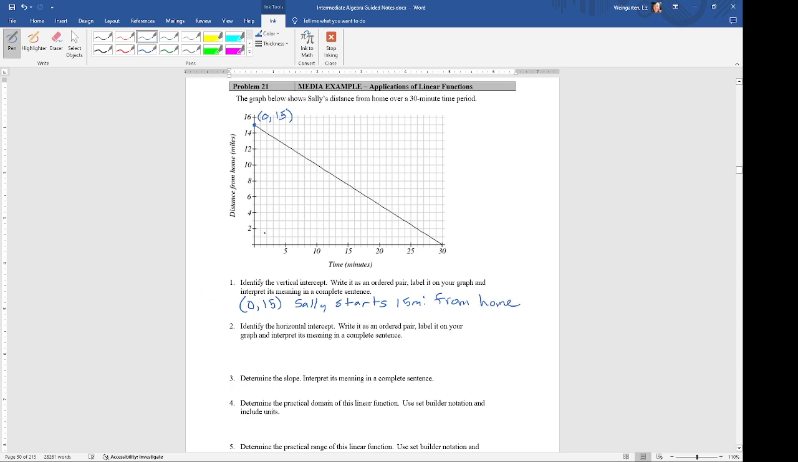Let's look at the horizontal intercept, where it crosses the x-axis, right here at 30, 0. X is 30, y is equal to 0. What does it mean? After 30 minutes, Sally is 0 miles from home. So Sally gets home in 30 minutes.